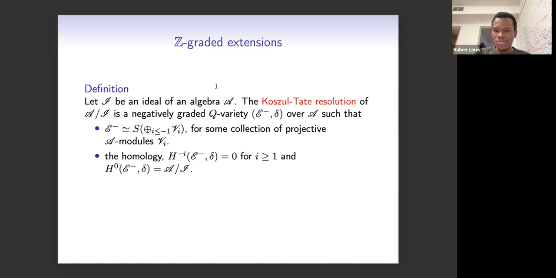And they are projective modules or free modules. And then the homology for this is 0 for every degree except degree 0. You get exactly this quotient. This is what we call a Koszul-Tate resolution of an ideal. So it's a resolution of this quotient as a module, because this quotient is a module. You can take the resolution to have these properties, and we call it a Koszul-Tate resolution.